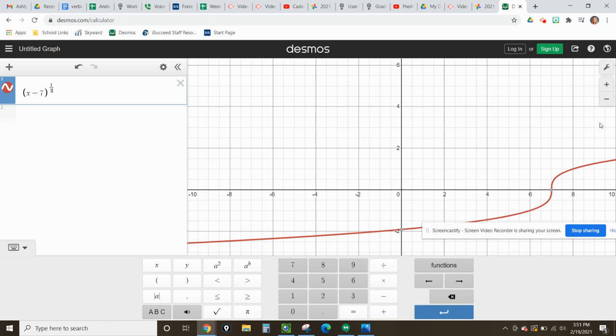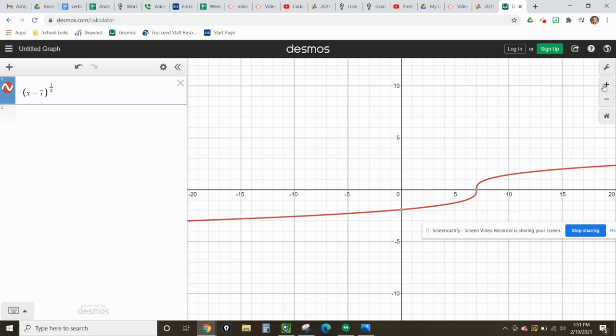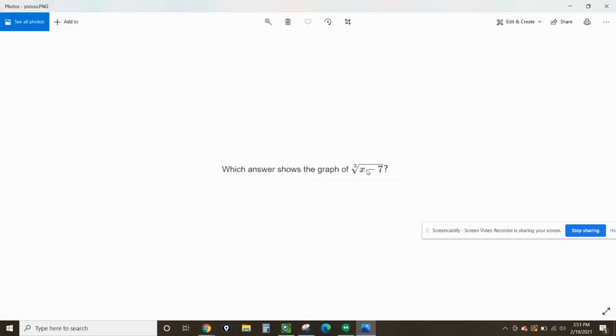And so here's the graph, and then you can zoom in and out to see what that graph looks like. So hopefully that would match up with one of the graphs that they had listed on that question. I'm not sure because I don't see the choices here. This is just what you sent me. So let me know if that helps or if I can answer any other questions.